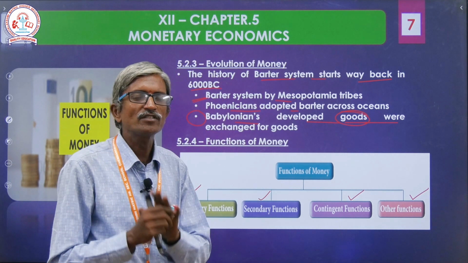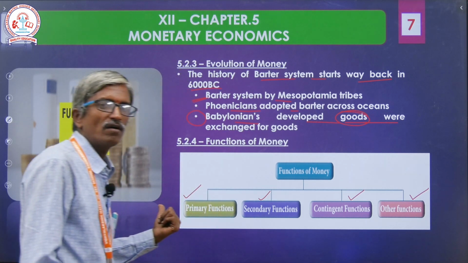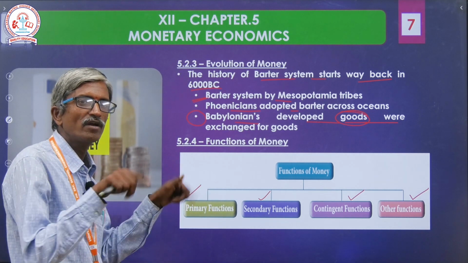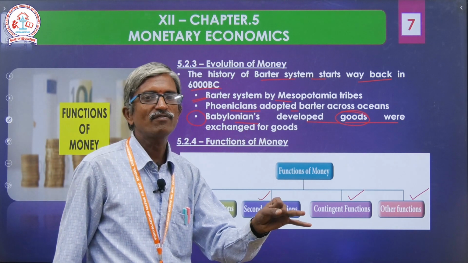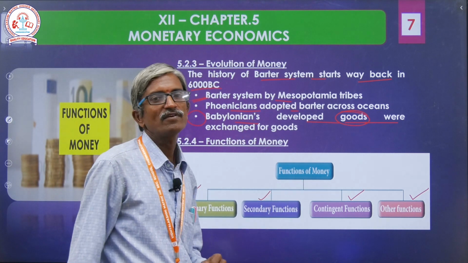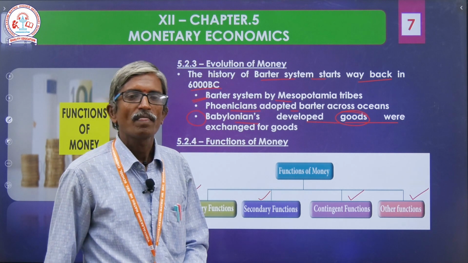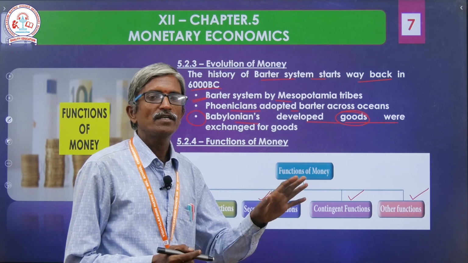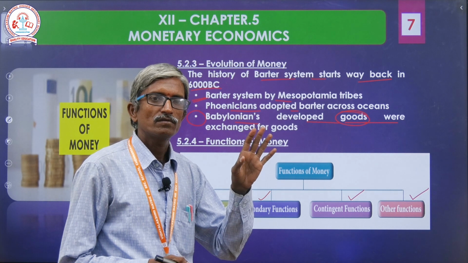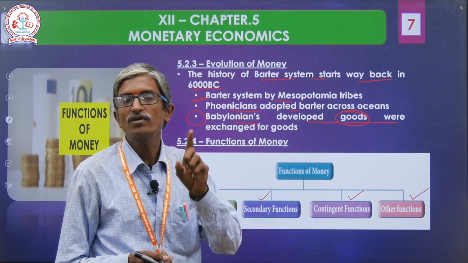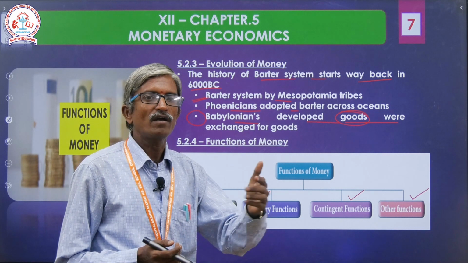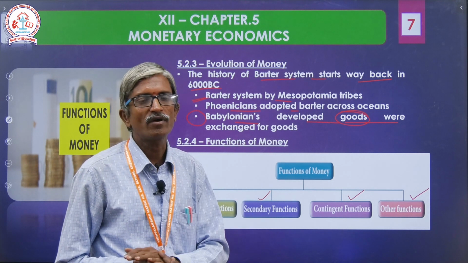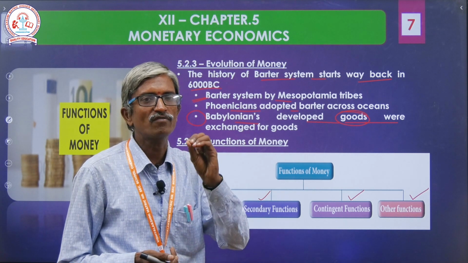What are the functions of money? We have to write, or with the help of this diagram draw a flow chart: number 1, primary function, secondary function, contingent function and other functions. I think you are very clear. In this video session we discussed only 5.1 and 5.2. In 5.2 we have started the first 5 mark, that is functions of money.